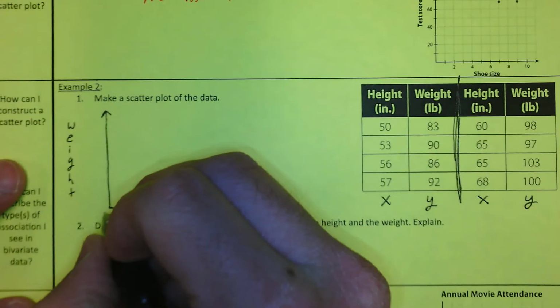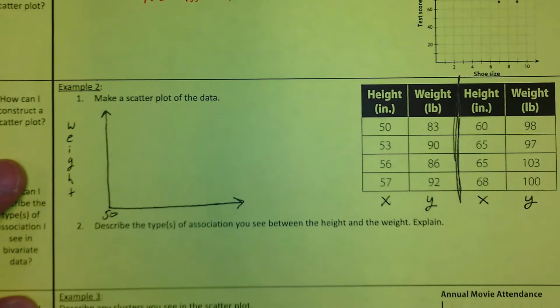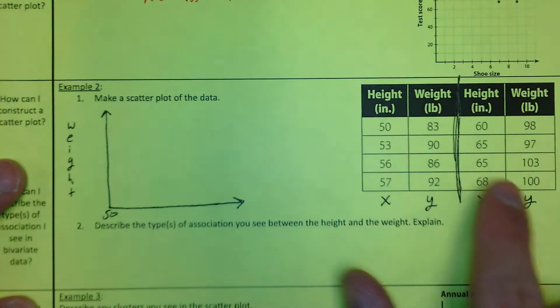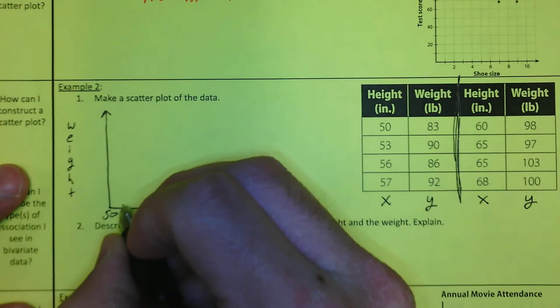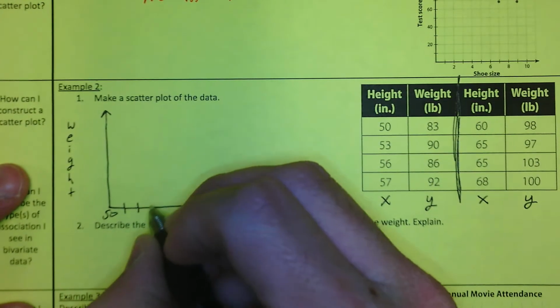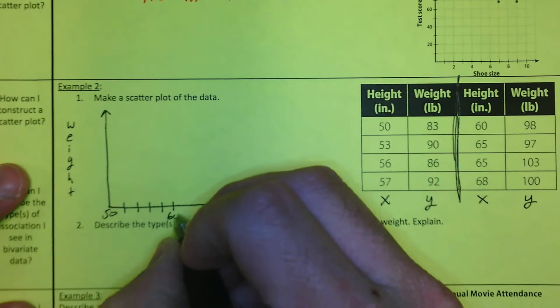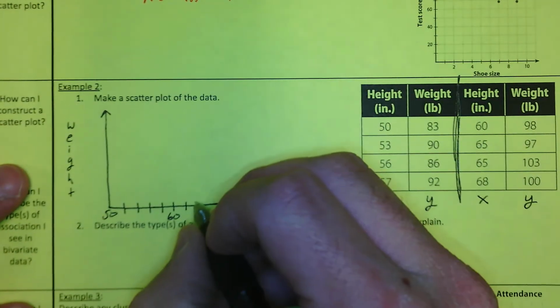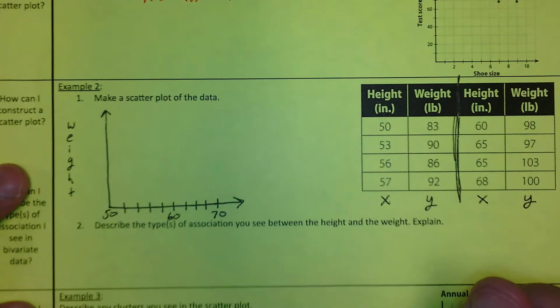So we're going to start with 50. And then I think the best thing for us to do is go from 50 to 70. So what I'm going to do is go by twos. So we're going to go 52, 54, 56, 58, 60. Then 62, 64, 68, and last one being 70.